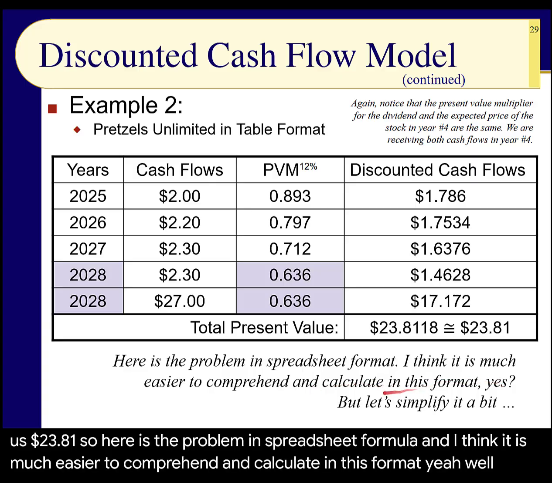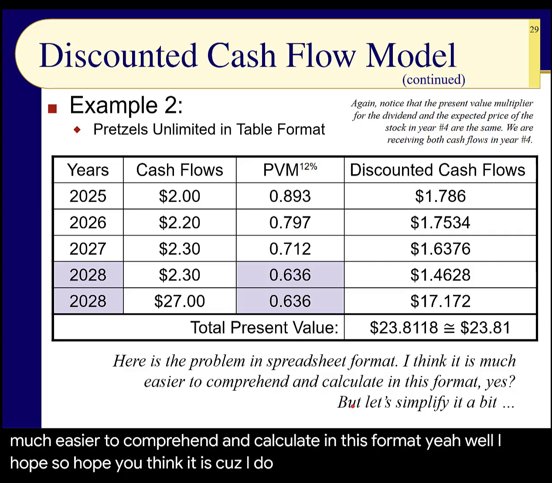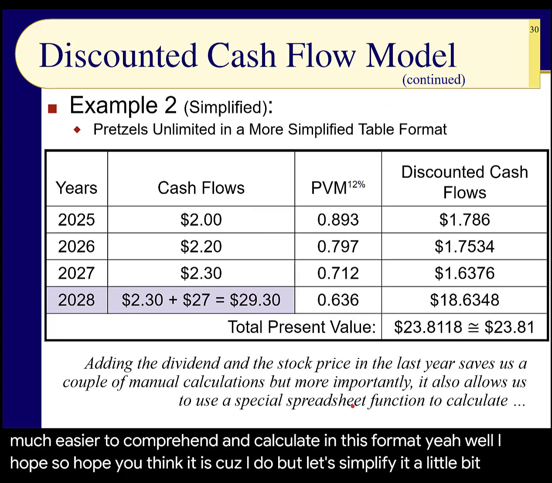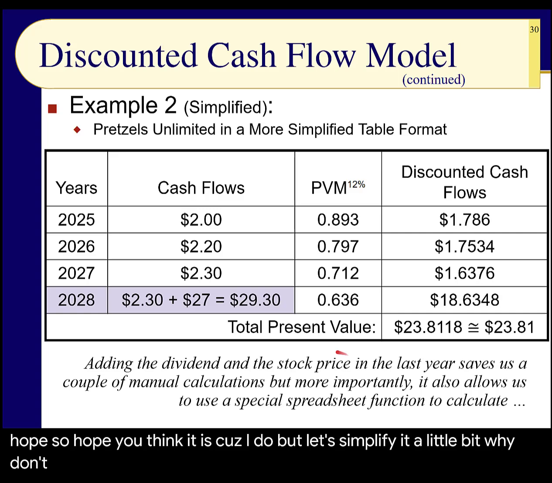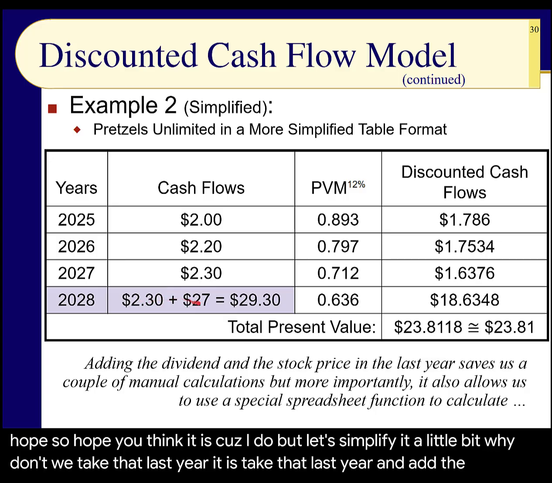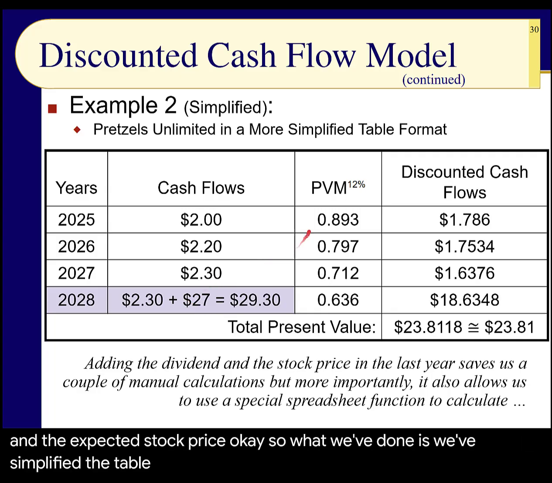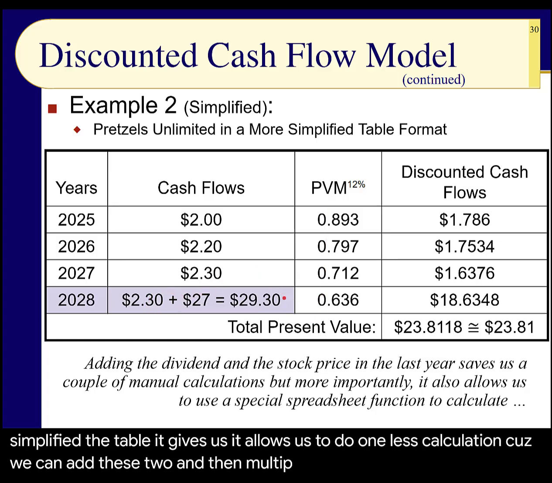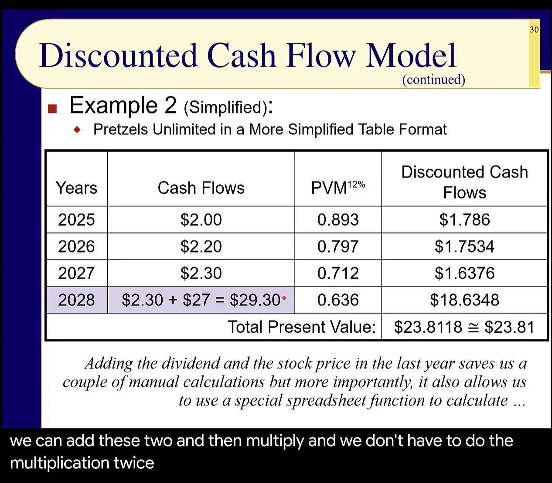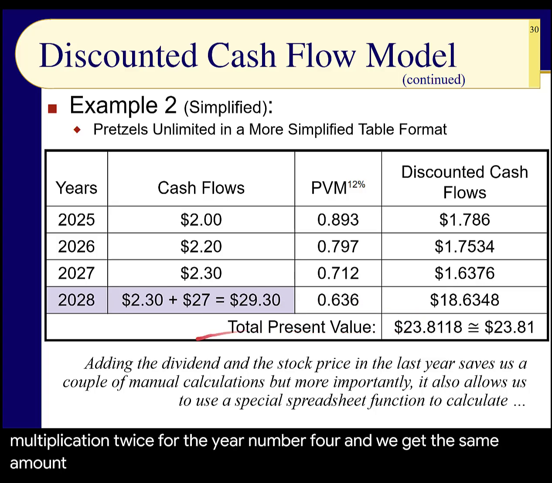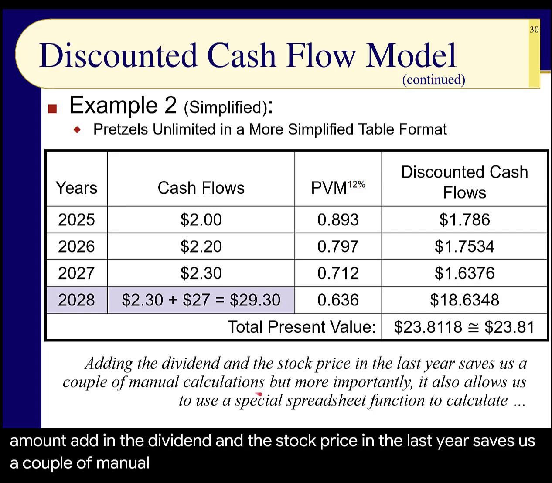Yeah, well, I hope so. I hope you think it is, because I do. But let's simplify it a little bit. Why don't we take that last year, where's that mouse? There it is. Take that last year and add the dividend and the expected stock price. Okay, so what we've done is we've simplified the table. It allows us to do one less calculation because we can add these 2 and then multiply, and we don't have to do the multiplication twice for year number 4. And we get the same amount. Adding the dividend and the stock price in the last year saves us a couple of manual calculations.